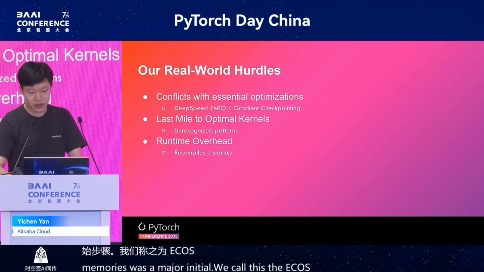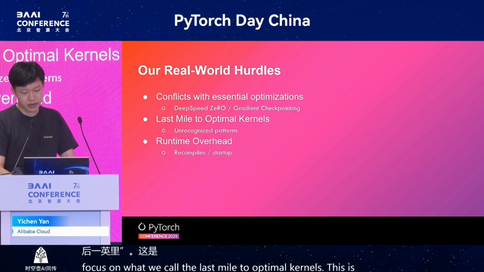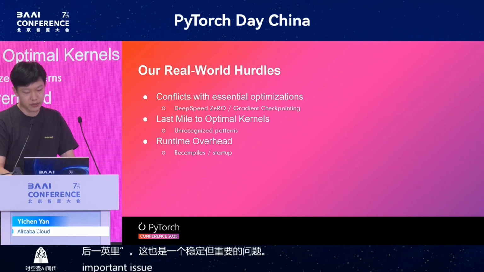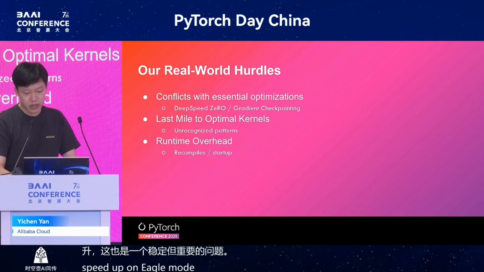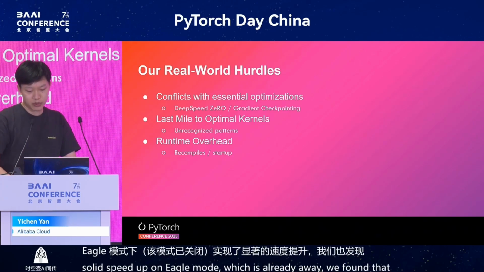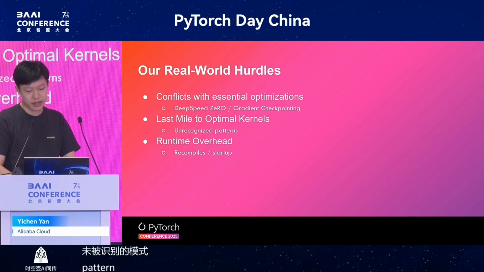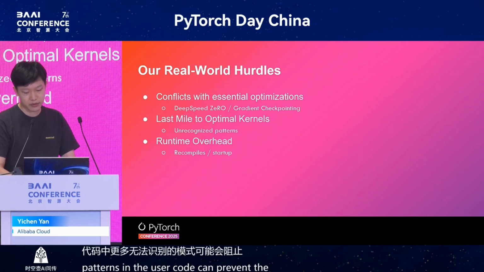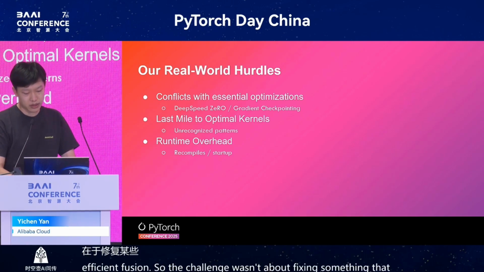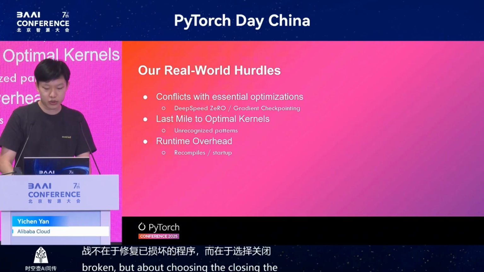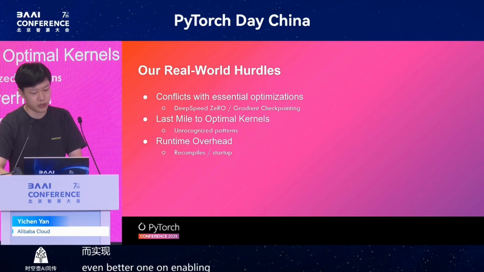Second, we focus on what we call the last mile to optimal kernels. This is also a subtle but important issue. Even when torch compile ran successfully and gave us a solid speedup over eager mode, which is already a win, we found that we were still leaving performance on the table. This happens because small unrecognized patterns in the user code can prevent the compiler from creating the most efficient fusion. So the challenge wasn't about fixing something that was broken, but about closing the gap between a good speedup and an even better one by enabling these smarter kernel fusions.